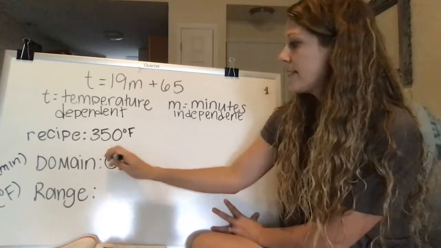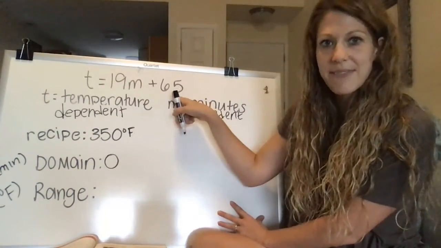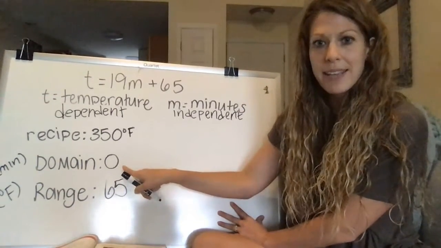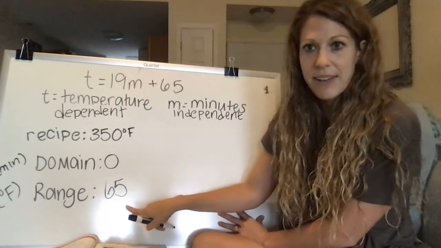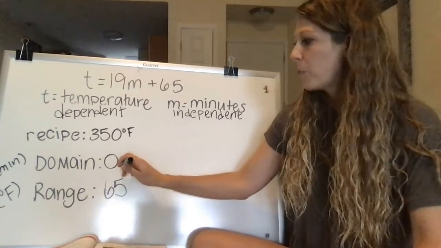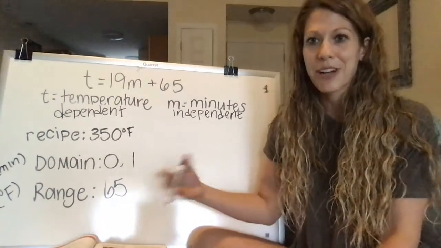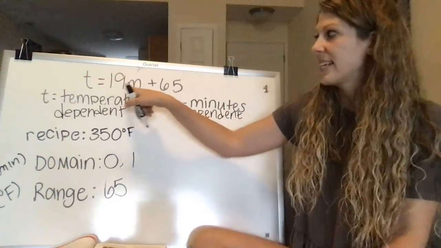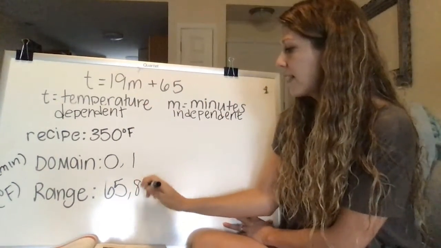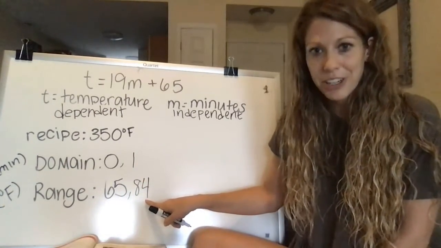So at 0 minutes, we plug in 0. 19 times 0 is 0, plus 65 is 65. So what that means is before you turn on the oven at 0 minutes, the oven's already at 65 degrees. That's probably the temperature of your house currently. So then let's move up to 1 minute. After 1 minute, what's the temperature of the oven? If I plug in a 1, 19 times 1 is 19, plus 65 is 84. So after 1 minute, our oven is at 84 degrees.